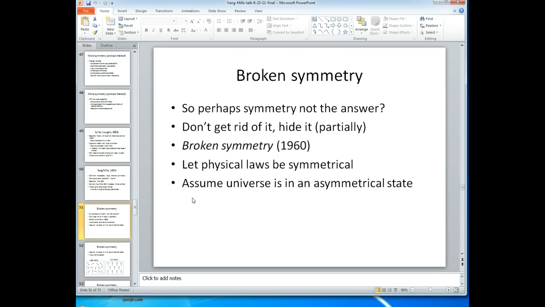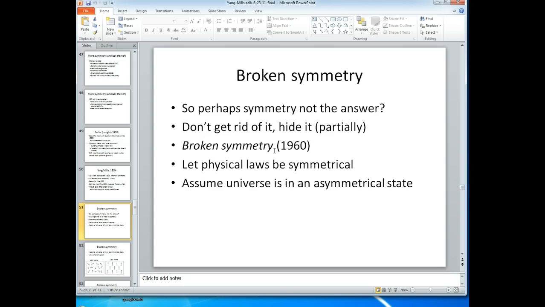So part of the answer, and I'm not going to tell you all of the answer for that, but especially for the weak force, part of the answer turns out to come from what's called symmetry breaking. So broken symmetry, let's talk about that. So you might think that you've got this beautiful theory, the Yang-Mills theory. It uses symmetry in a beautiful way, like QED, but it was too much like QED. So maybe symmetry isn't the answer. Well, it turns out that you don't get rid of it. You kind of hide it. You partially hide the symmetry, and it's called symmetry breaking or broken symmetry.